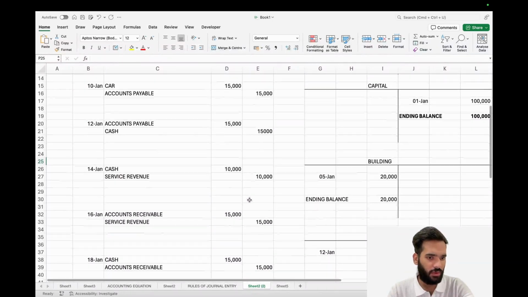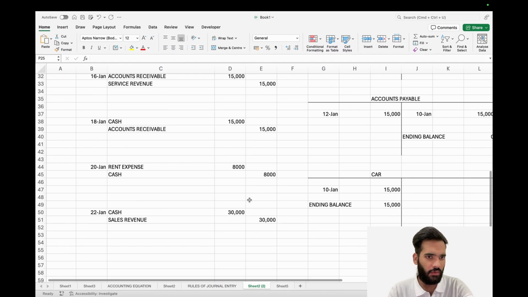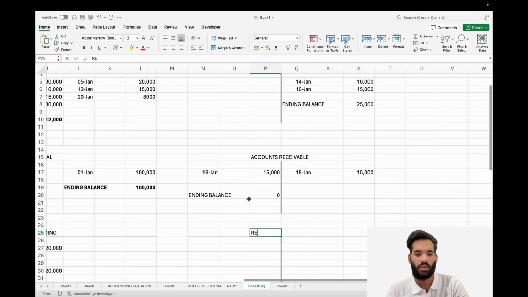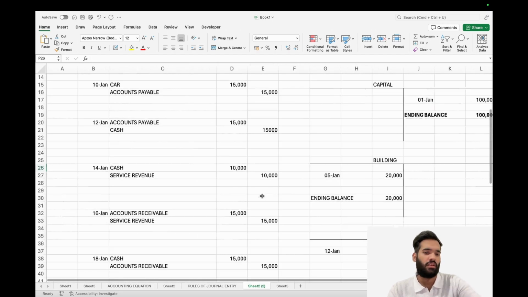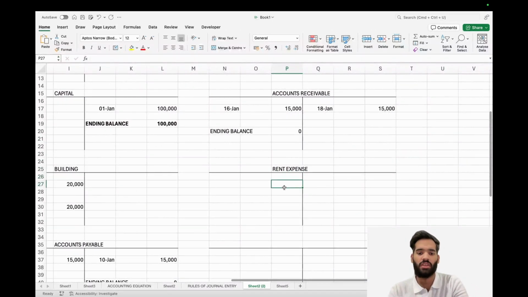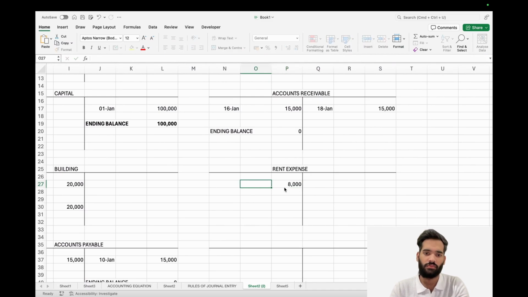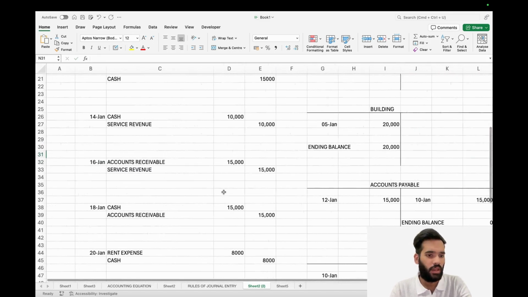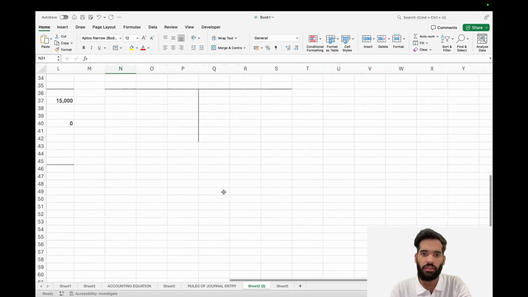After accounts receivable, what account do we have? Rent expense. Okay, rent expense. So rent expense is only a one-time debit of 8,000 on 20th January. So 8,000, 20th January, let's do that. So ending balance is 8,000. Okay, and the last account is sales revenue.